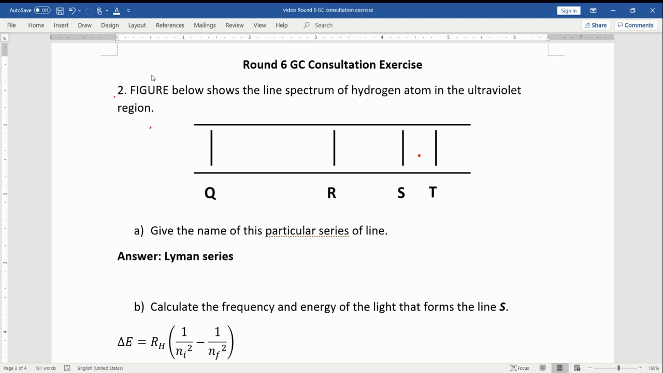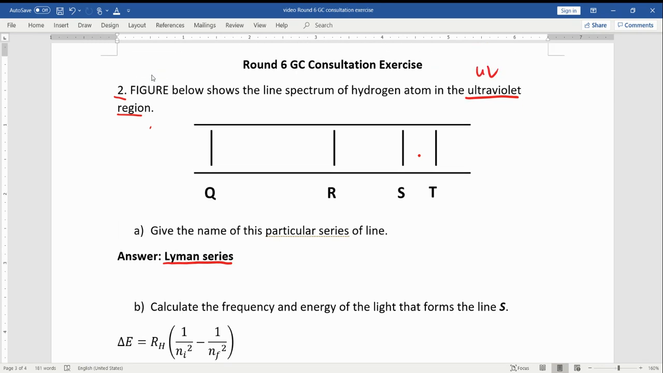Now we shall continue with question number 2. It says that this is in the ultraviolet region. Ultraviolet region, if you remember, is the Lyman series. This one, everyone got it correct.